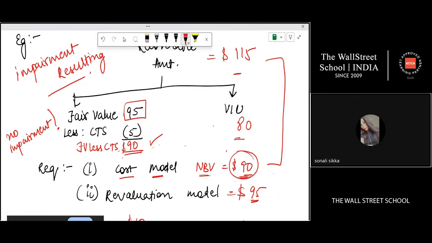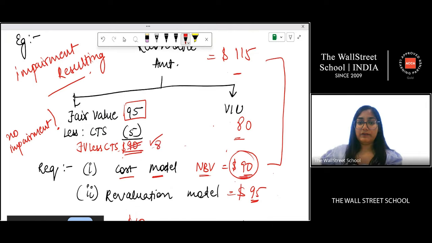Theek hai? Okay. Let's say agar ye mera 85 hota. Theek hai? So which amount will be the recoverable amount? 85 yahan par?